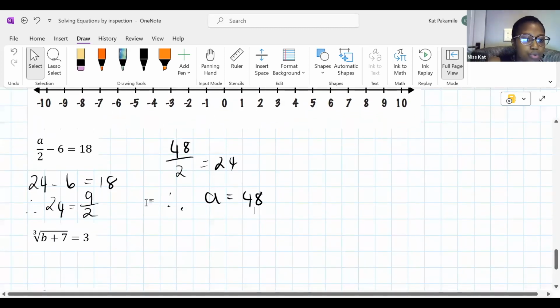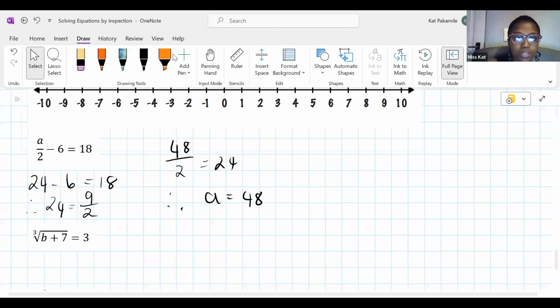Okay, the cube root of b plus 7 is equal to 3. Oh, how do we do this one? Where would you start? Thank you. Where would you start with this one, guys?